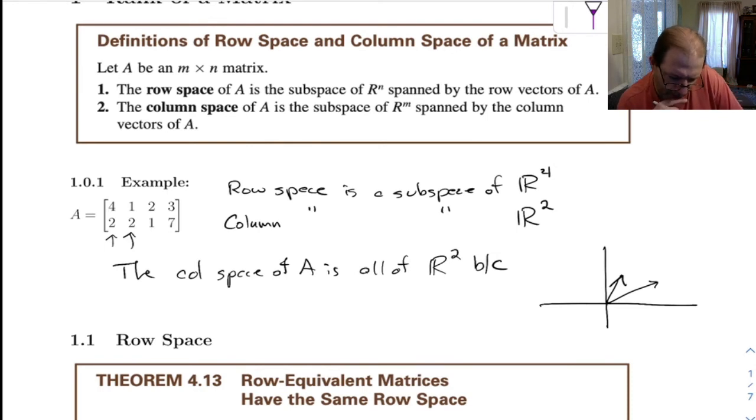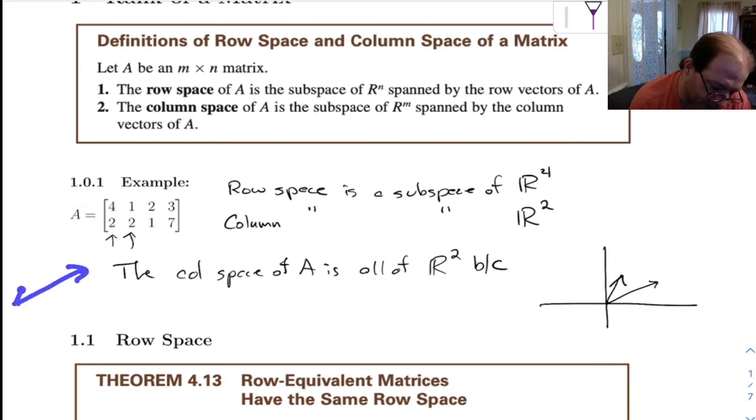The row space, I think, would just be a plane within R4. Because if you look at these 2 vectors here, 4, 1, 2, 3, and 2, 2, 1, 7, those are not multiples of each other. So you've got 2 different vectors in R4. And together, those would form a 2-dimensional subspace.